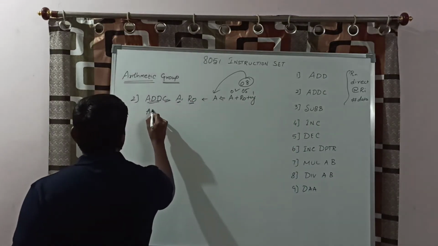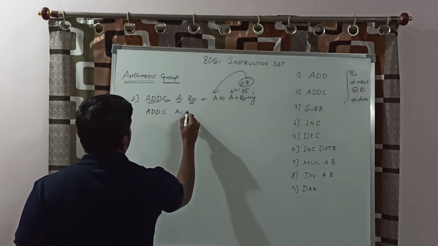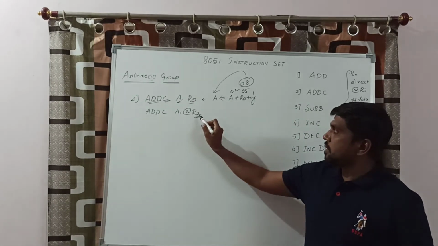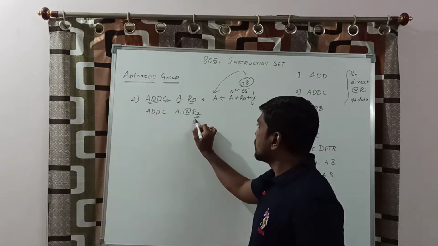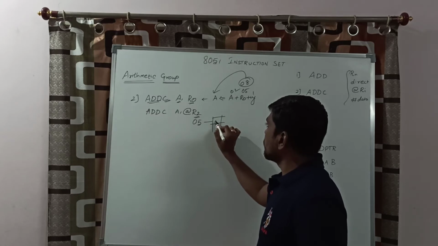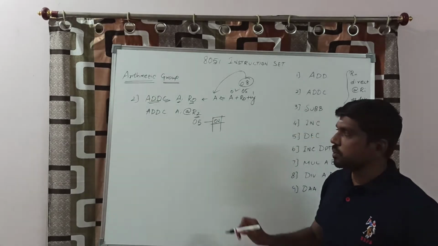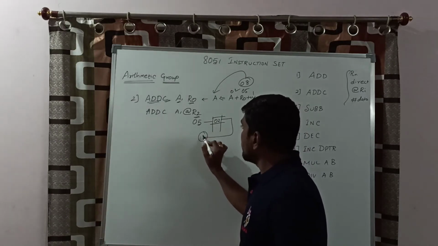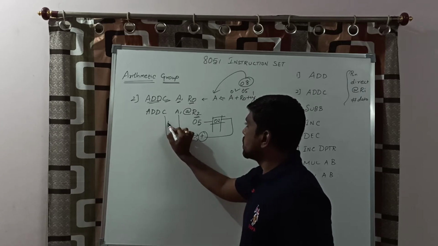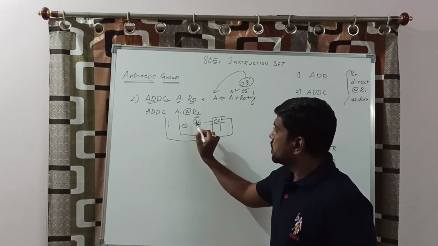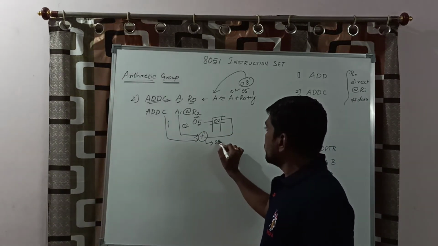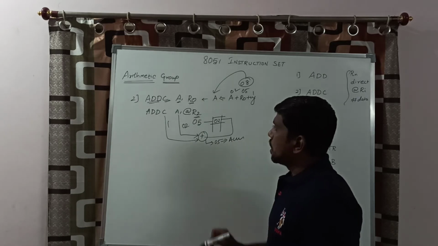Next one, ADDC A, @R2. In this instruction, R2 is a register. This register holds the internal memory location 05. In this memory location, whatever content is present, here the content is 02. This content is summed with accumulator value plus carry value. Let us consider the carry value 1 and accumulator content 2. Just adding these 3 contents, the result is 05. This content is loaded in the accumulator.